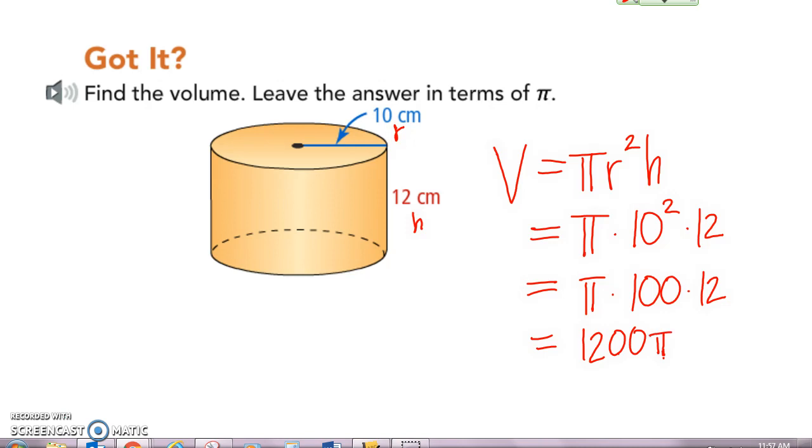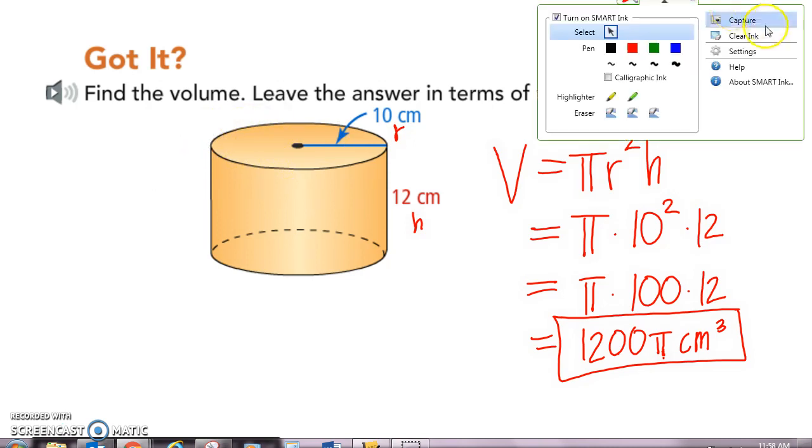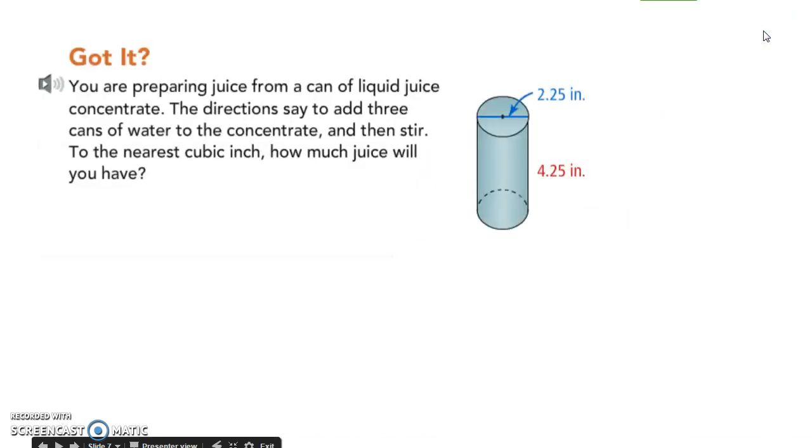There we go. And my units are going to be centimeters cubed. Okay? So very similar to the process that we learned a while back for how to find the volume of prisms. The difference is we're kind of combining in our knowledge of circles with the volume and surface area problems we did before. Okay? One more.